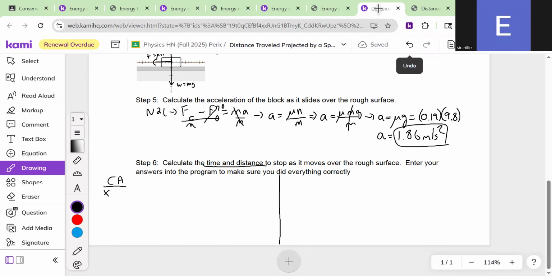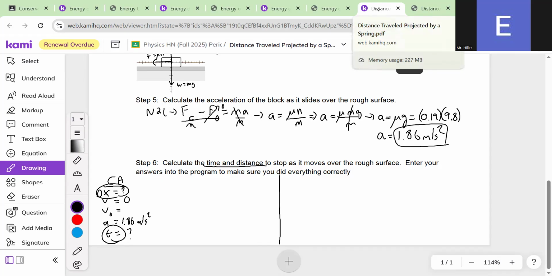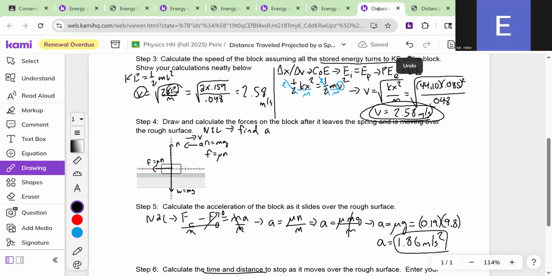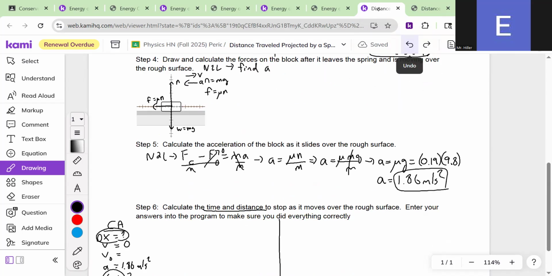Remember, what are our variables? Delta x, v, v naught, a, which you just found. Mine's 1.86 meters per second squared. And you're looking for time, and you're looking for how far, the displacement. We know that v is 0 because you're stopping, and we know the initial speed v naught, that's the speed you calculated right here. In my case, 2.58. So you've got all the information you need. You just need to plug it in right and choose the right equations.